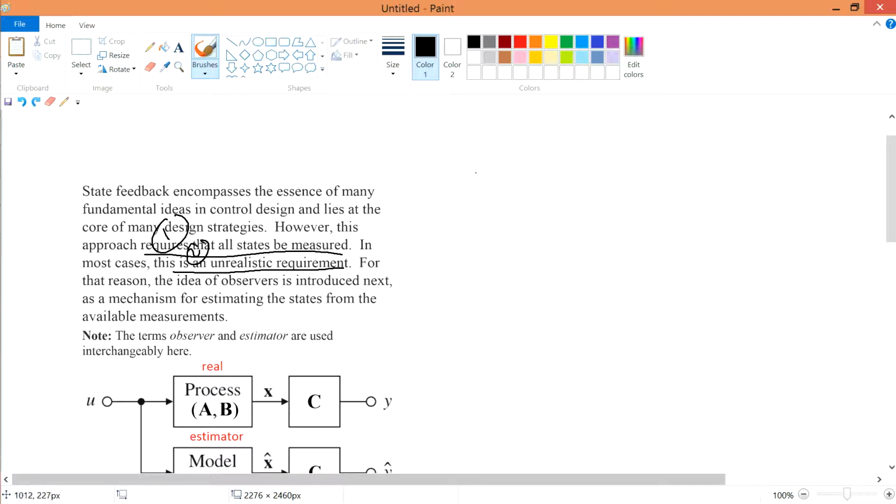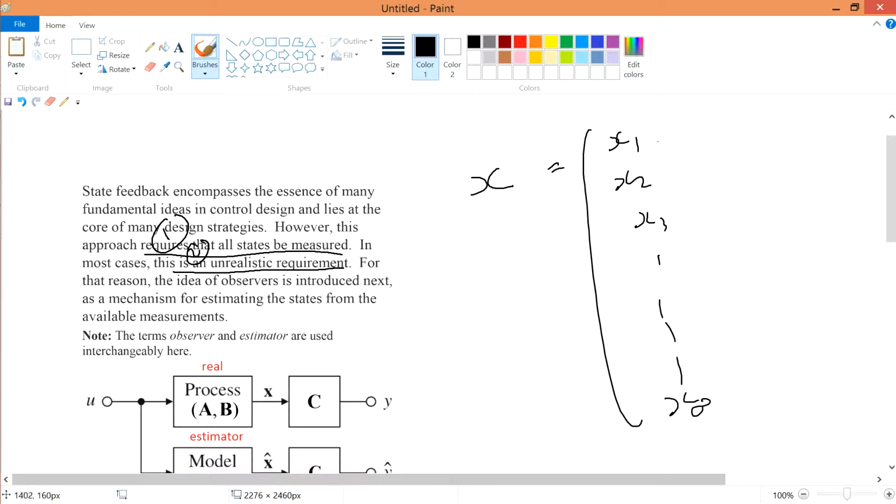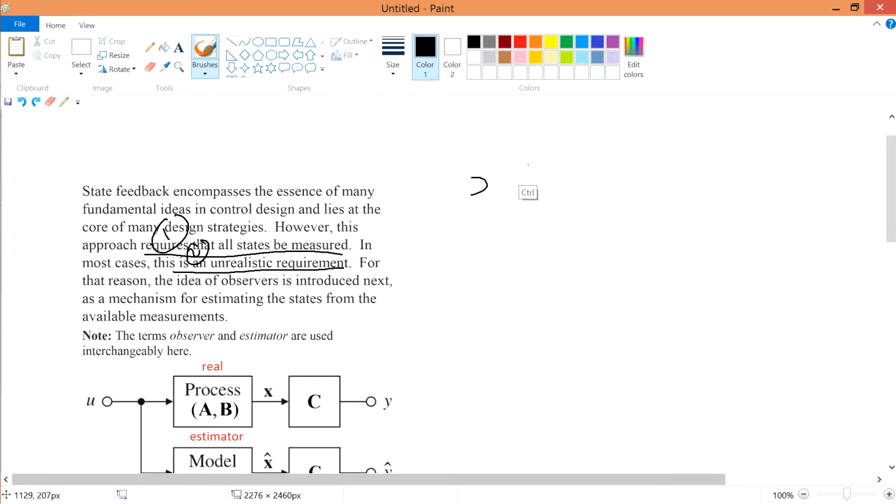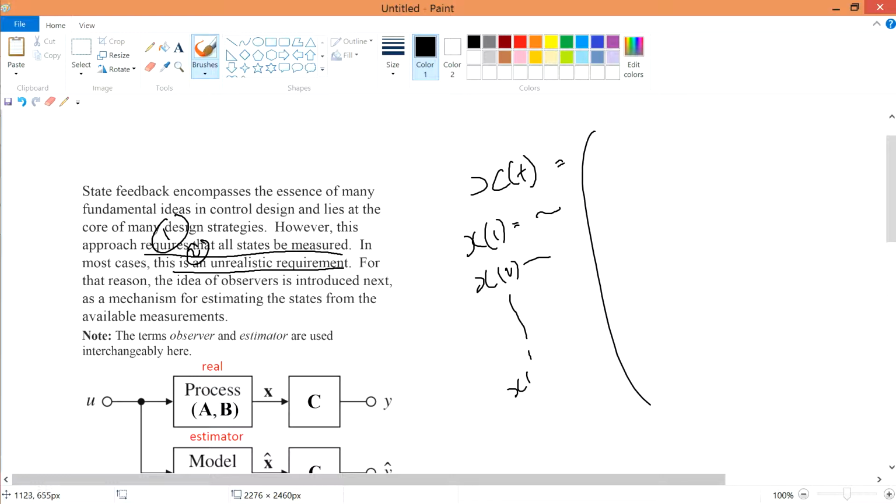All states means what? If you remember your x over here, this is your x. Your x is not just x itself. It can be many x's: x1, x2, x3, all the way to x infinity. These are all your states. And if you're dealing with time, then you're talking about x(t). When time is equal to, for example, 1, you have some values. At x2 you have some value, all the way to x infinity.